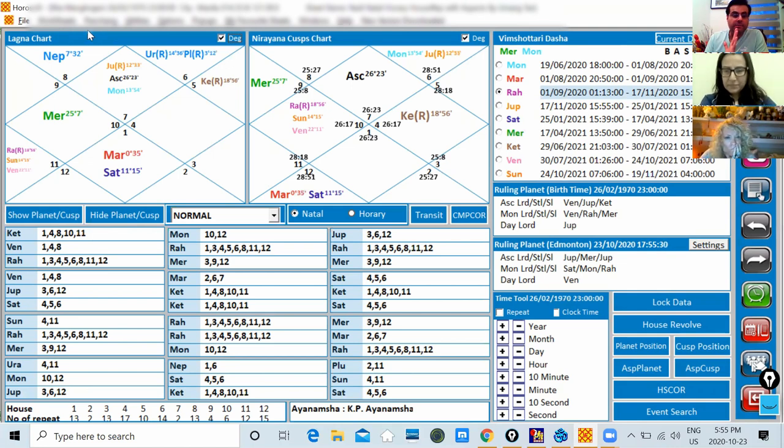Now, this is another client of mine. Now, what period is she going through? Nabila, tell me. Mercury, Moon, and Rahu. So, circle Mercury, circle Moon, and circle Rahu. Fine? Central government, state government, provincial government. Make sense? Step number one.